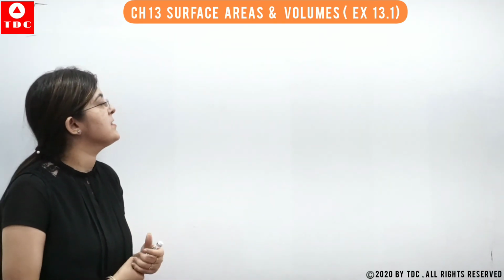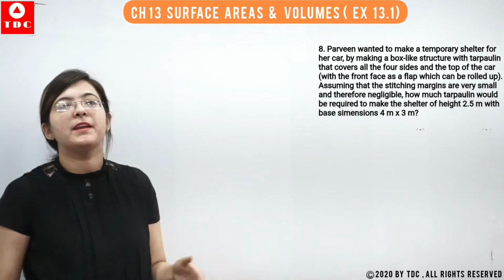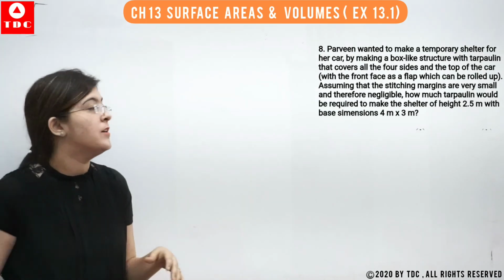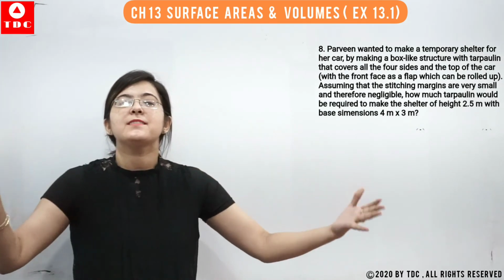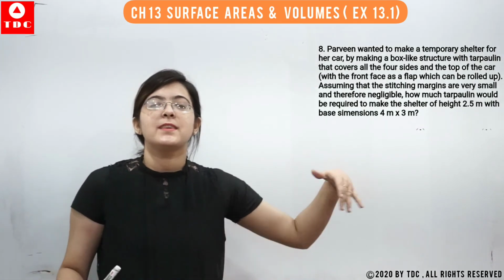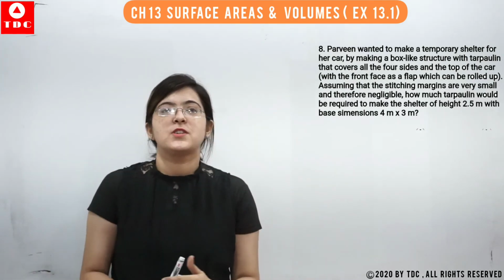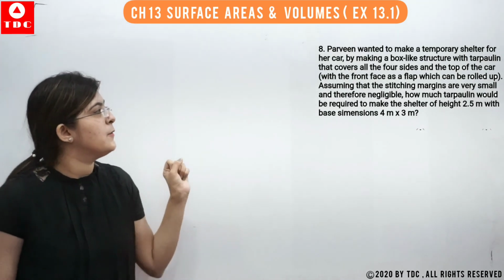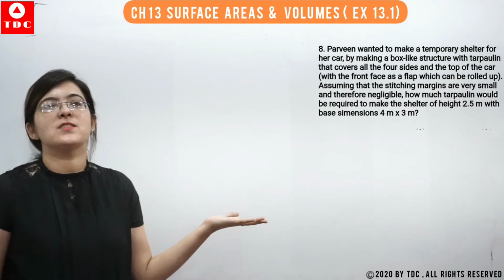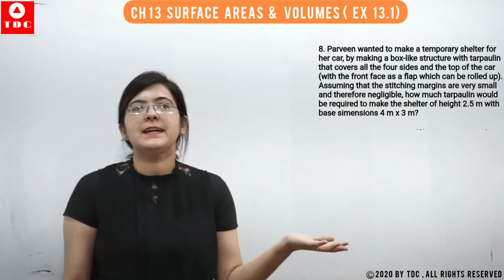See the last question, students, what it is that Parveen wanted to make a temporary shelter for her car by making a box-like structure with tarpaulin. Tarpaulin is the sheet, students, you must have seen the green sheets being used in the houses to cover the sheds, or to cover the porches. Okay, all these things are given. What are the dimensions given? Assuming that stitching margins are very small and negligible. That means we don't have to consider it.